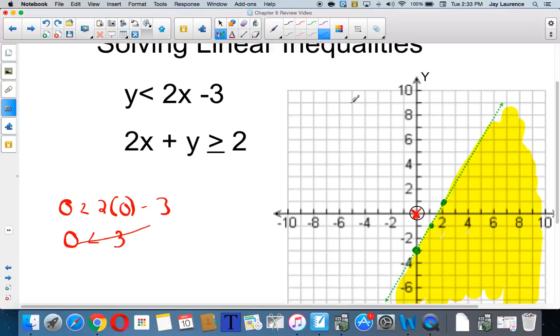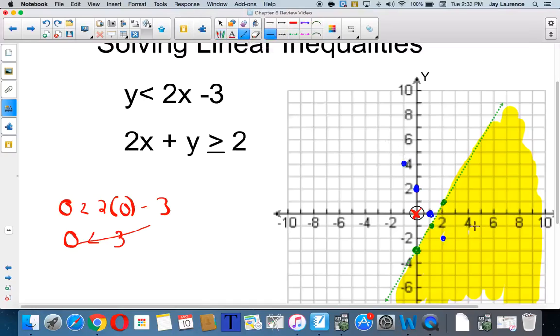It kind of looks like standard form. I think the x-intercept is going to be 1, and the y-intercept is going to be 2. So it looks like my slope is negative 2, so let me do that. And this is going to be a solid line. How do I know? Because it says equals to. Yeah, it's going to be a solid line.